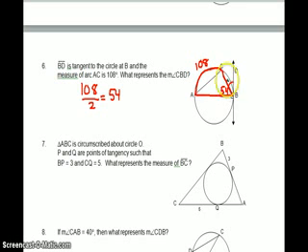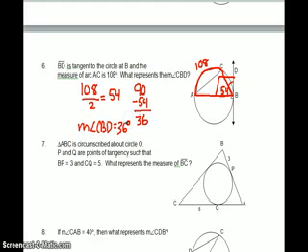Now to find this angle, since this is a right angle over here, we know this is going to be a right angle here as well. So we're just going to do 90 minus 54, and that equals 36. So the measure of angle CBD equals 36 degrees.